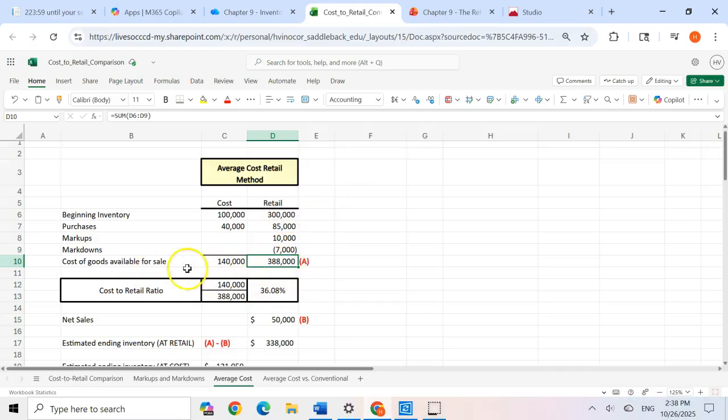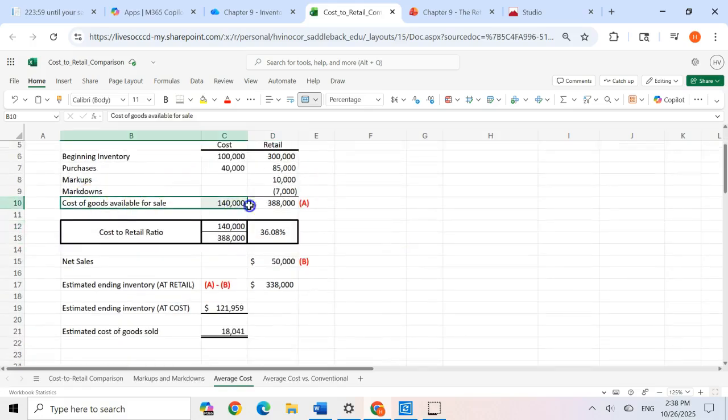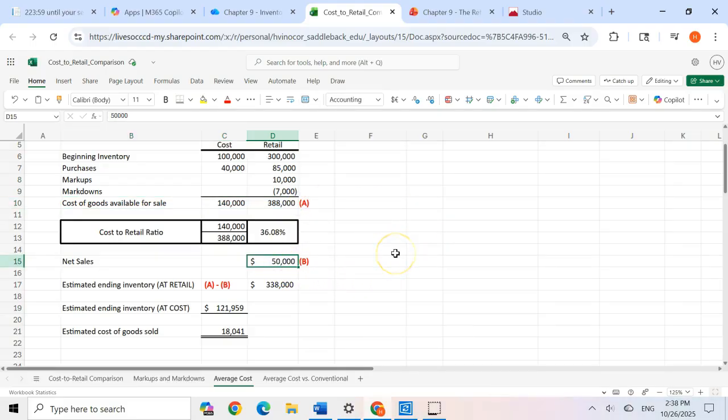From there, we take our cost to retail ratio, which divides our 140,000 by 388, and we get approximately 36%. So now we have our cost of goods available for sale, minus our net sales, right? We'll get our estimated ending inventory at retail. If you look at this formula, it takes the goods available for sale, the 388, minus the net sales of 50. That's how we get 338.